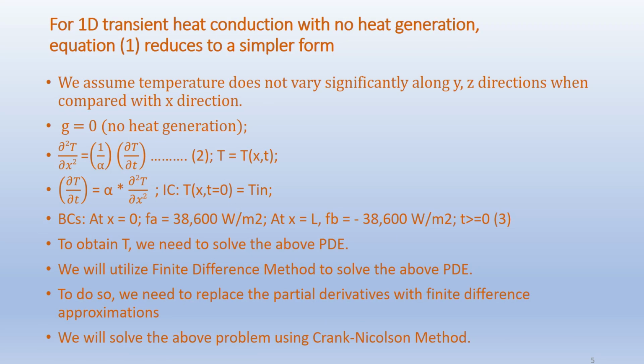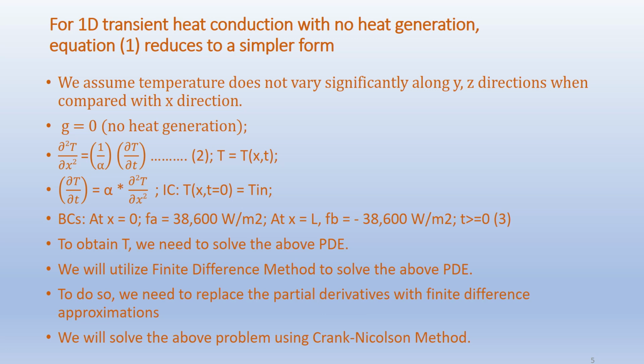For 1D transient heat conduction with no heat generation, equation 1 reduces to a simpler form. We assume temperature does not vary significantly along y and z directions when compared with x direction. Also, the heat generation term G equals 0. Accordingly, equation 1 reduces to ∂²T/∂x² equals 1 over alpha times ∂T/∂t, and T is a function of x and t. Equation 2 is rearranged as ∂T/∂t equals alpha times ∂²T/∂x².